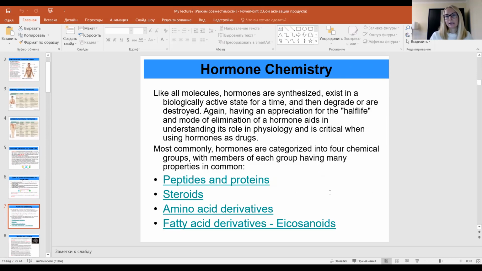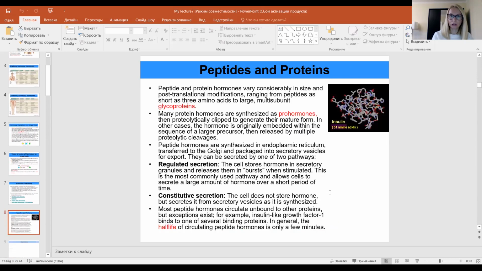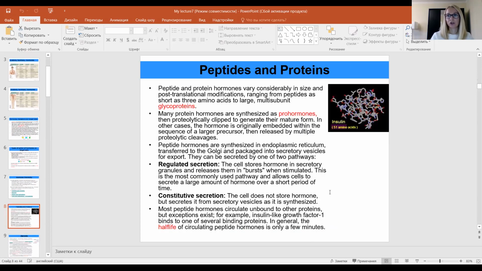All hormones can be classified in 4 groups depending on the chemical structure and the properties. So these groups are peptides and proteins, steroids, amino acid derivatives, and fatty acid derivatives, eicosanoids. So let's talk about each of these groups.